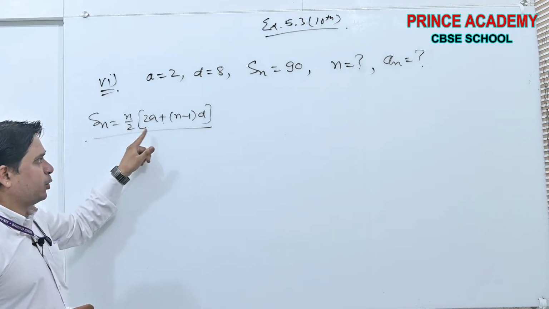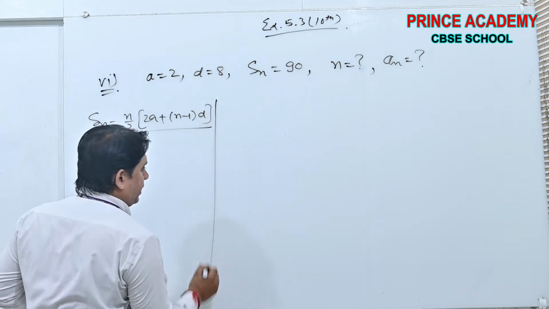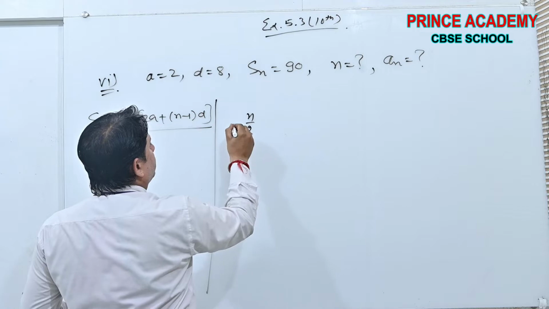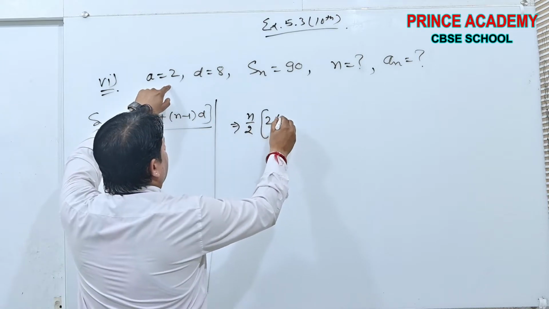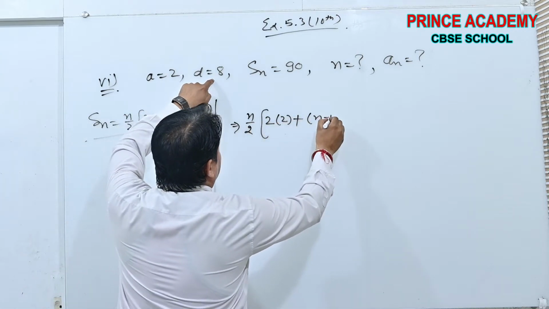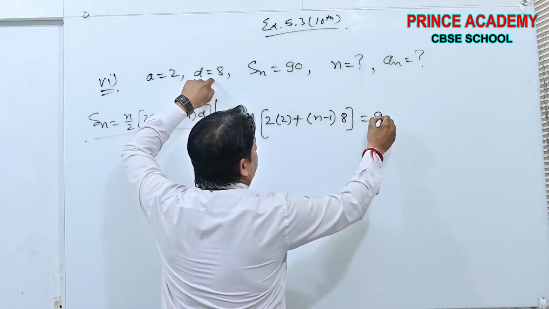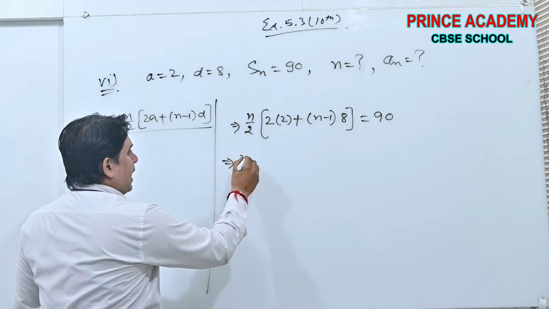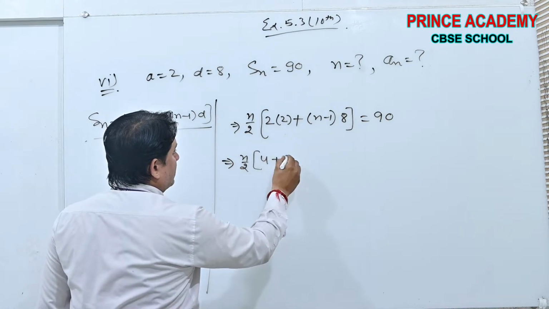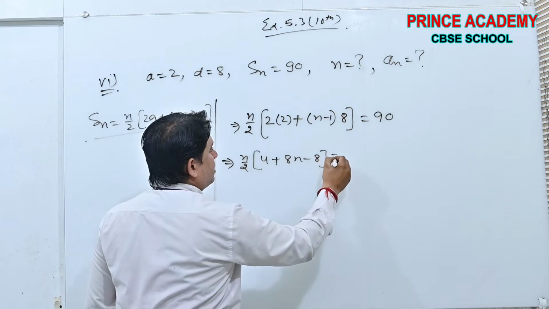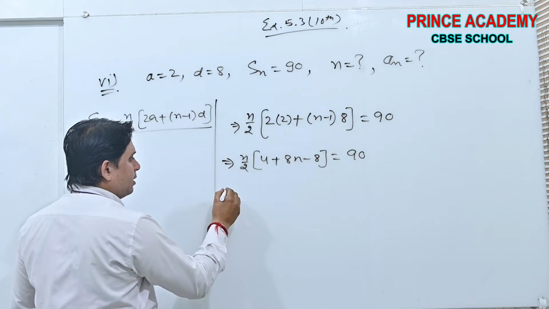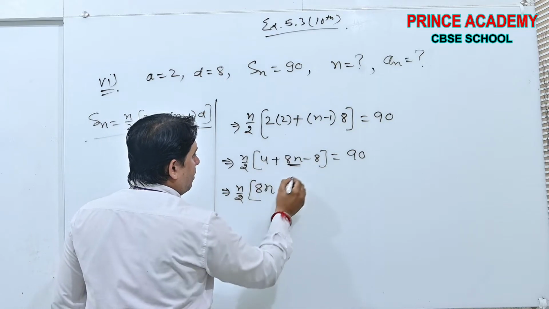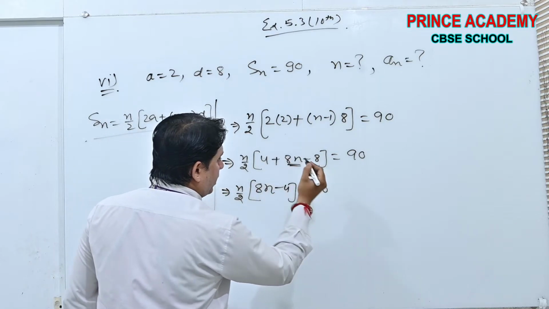Sn is equal to n by 2, 2a plus n minus 1 into d. See, here is Sn, n by 2, 2a plus n minus 1 into d is equal to 90. Yes or no, beta? Done? n by 2, 4 plus 8n minus 8 is equal to 90. n by 2, 8n minus 4 is equal to 90.